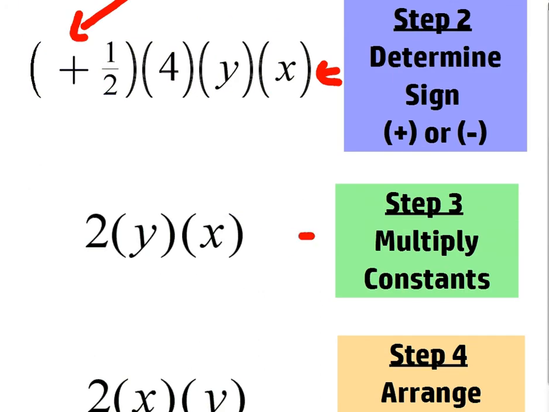Step 3, we're going to multiply our constants. So we have 1/2 times 4, which gives you 2.